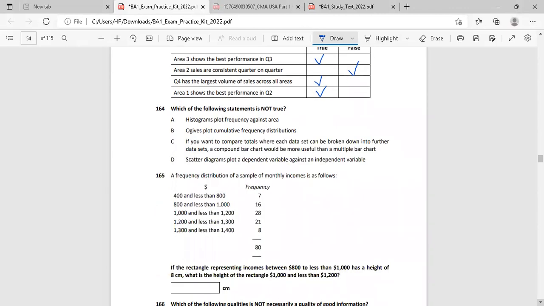Which of the following statements is not true? Histograms plot frequency against area. Ogives plot cumulative frequency distributions. If you want to compare totals where each data set can be broken down into further data sets, a compound bar chart would be more useful than a multiple bar chart. Scatter diagrams plot a dependent variable against an independent variable. So which one of it is not true?